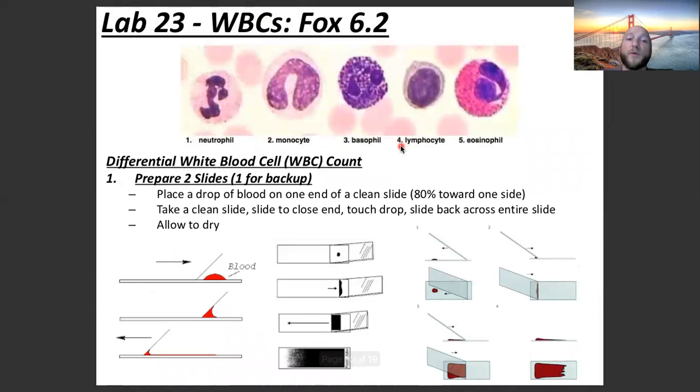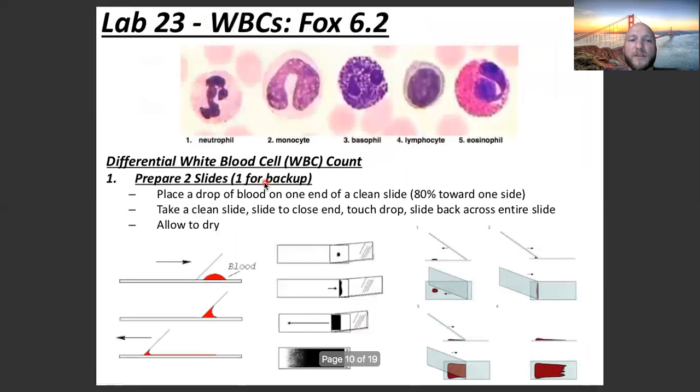All right, next up, we're going to do our differential count. So the goal of this is to get a differential white cell count. You might actually remember back to the first day of class when you did the math for a differential white cell count. You take all the white blood cells as a whole, what percentage are neutrophils? You take all the white blood cells as a whole, what percentage are basophils? It's what percentage of the whole is each different type of white blood cell.